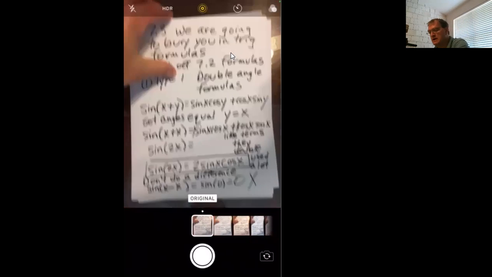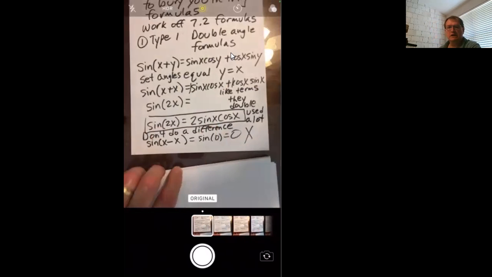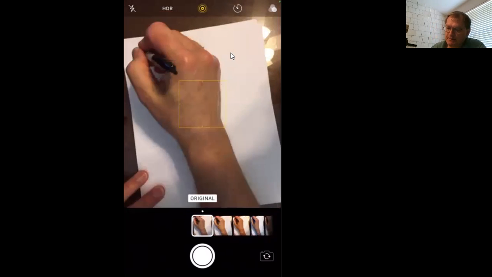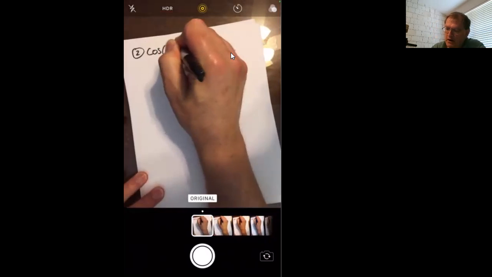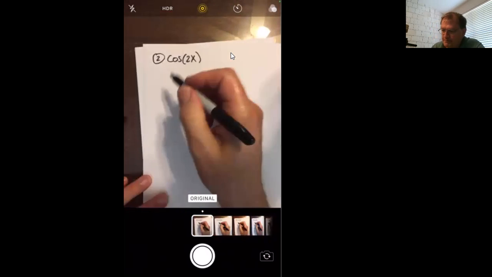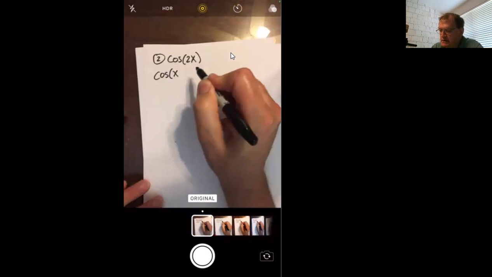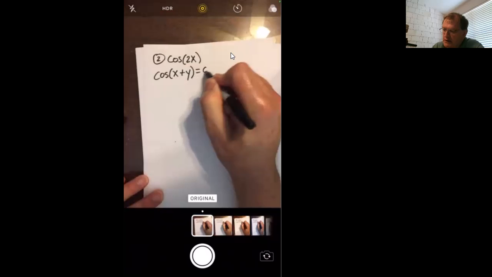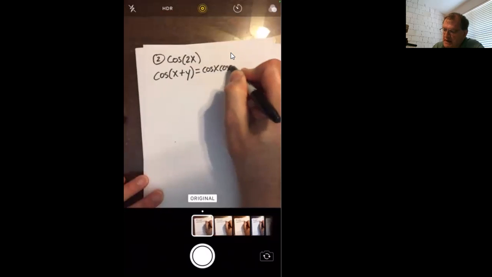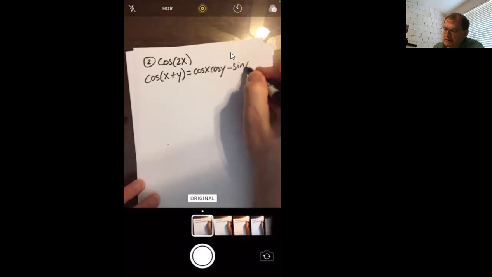All right, the cosine of 2x is used a lot too. I'll give you a cosine of 2x. All right, but let me start from basic formulas. Meaning you have a cosine of x plus y. Remember that went cosine first, cosine second, opposite in the middle, sine first, sine second.